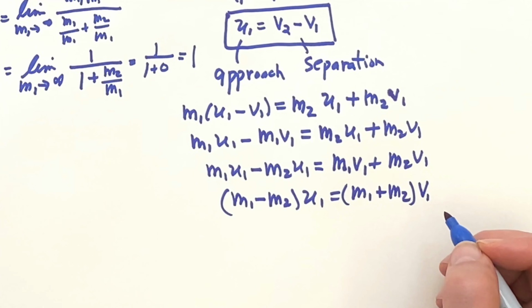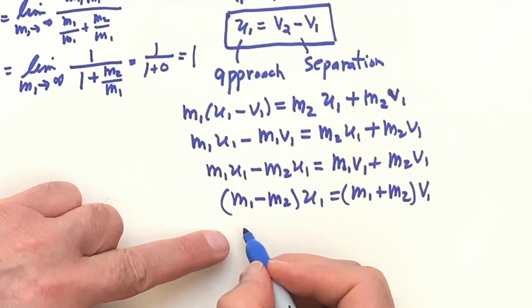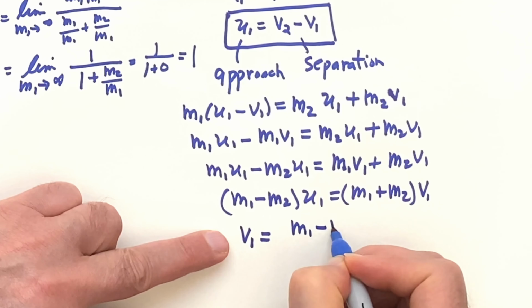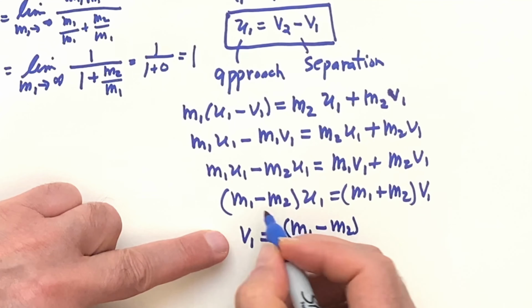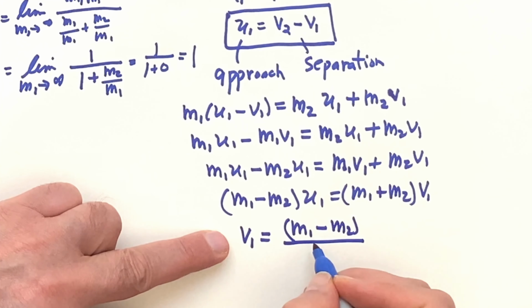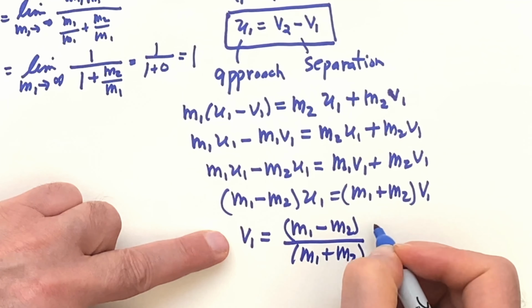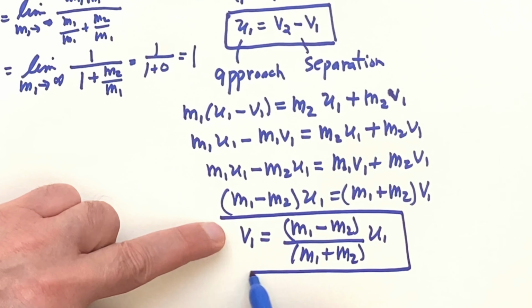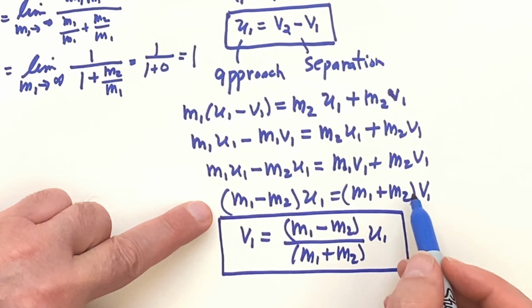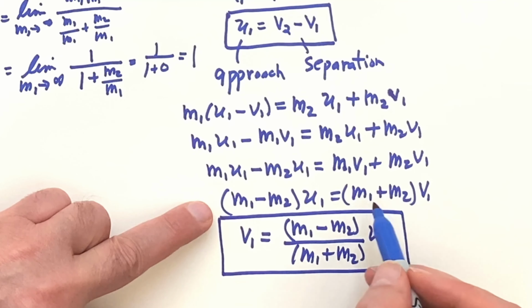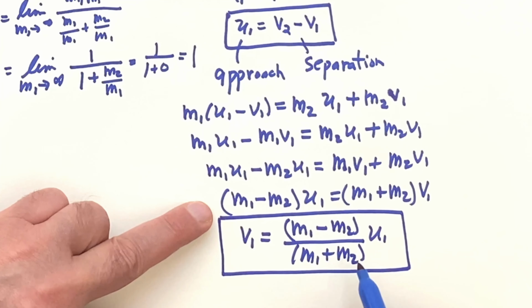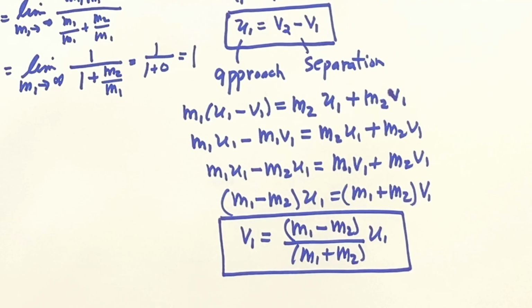This is kind of a cool equation. We have v1 is equal to the difference over the sum times the u1. Nice equation. All we had to do is divide by the sum of the masses. We have this as the numerator here and the sum of the masses in the denominator. So that's it, that's the answer.